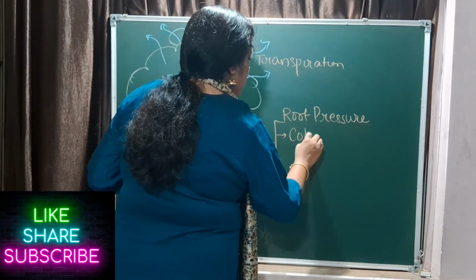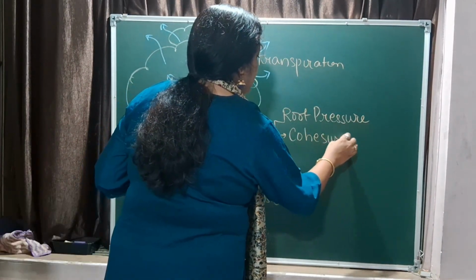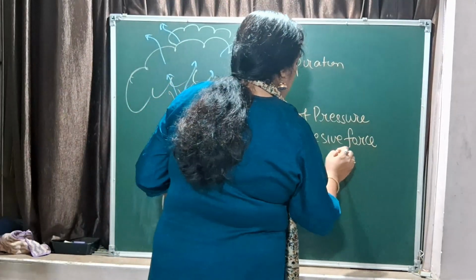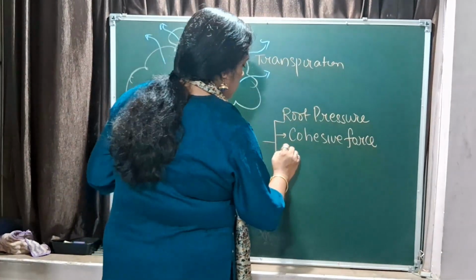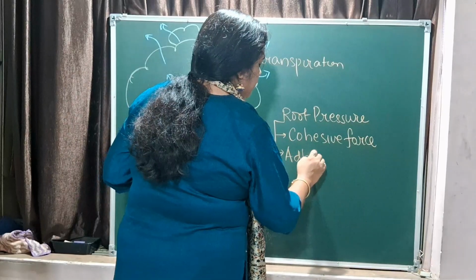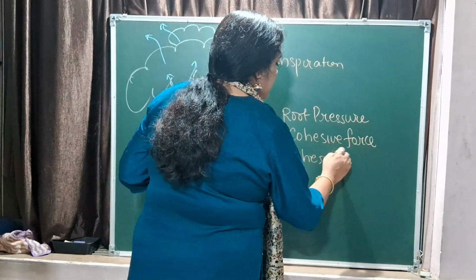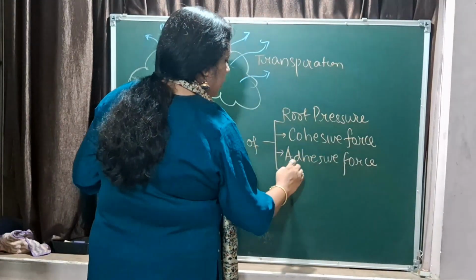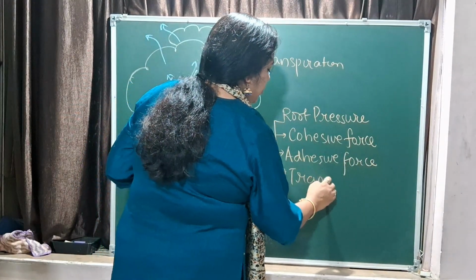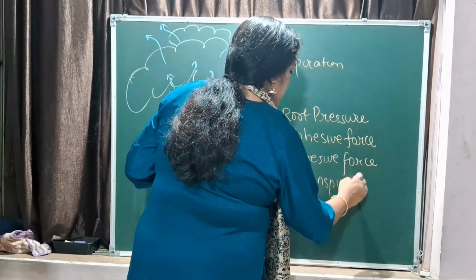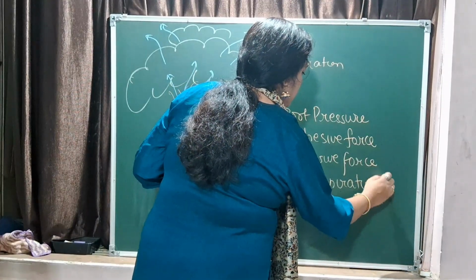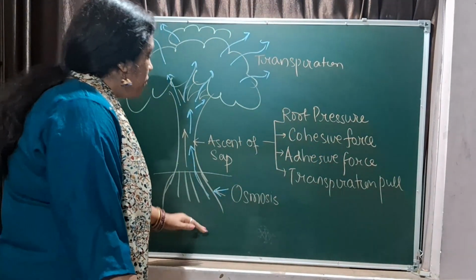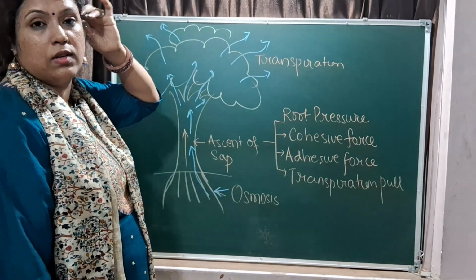One is a cohesive force. That is, cohesive means water molecule to water molecule. You have adhesive force. That is water molecule to xylem vessels. And then you have the transpirational pull, which does the final rising of water from the root to the leaves.